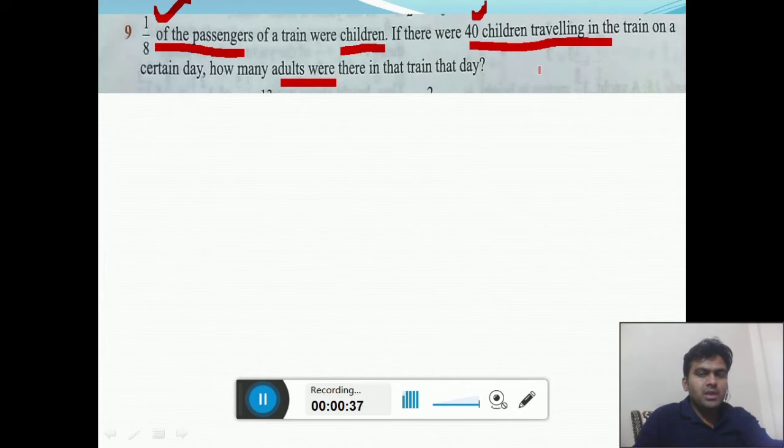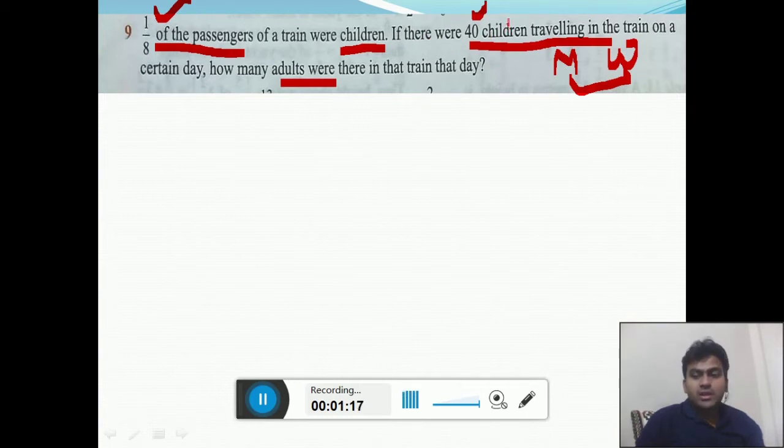So adults means they can be men or women, means the parents. So adults mean here man or woman, so we do not have to mention man or woman. Adults means the age of the passengers: some are adults, meaning age more than 20, and the children are those with age less than 20, or whatever the criteria is taken in this question. So the question is that 1 upon 8 of the passengers in a train are children and 40 children are there.